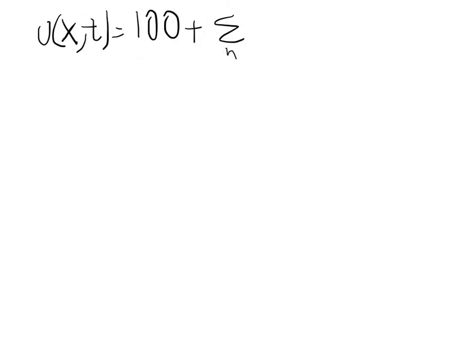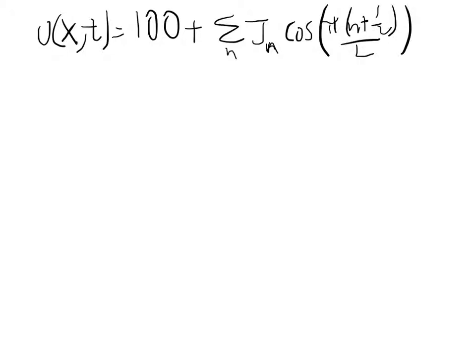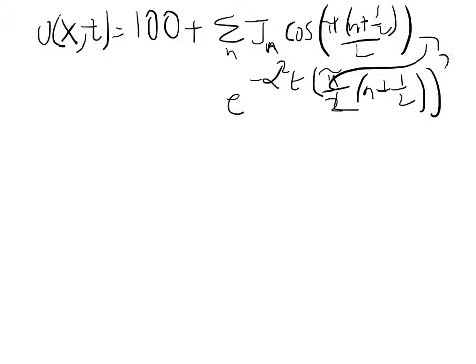So now that we have an expression for k, we should recreate our formula for u of x of t, right? And it's as follows, which is 100, which is the value found for the constant, plus the summation of Jn, which is a new constant that varies with n, cosine of pi (n plus 1/2) x over L, and that whole thing times e to the minus alpha squared t times pi over L (n plus 1/2), that part squared. That's minus pi squared t k squared.